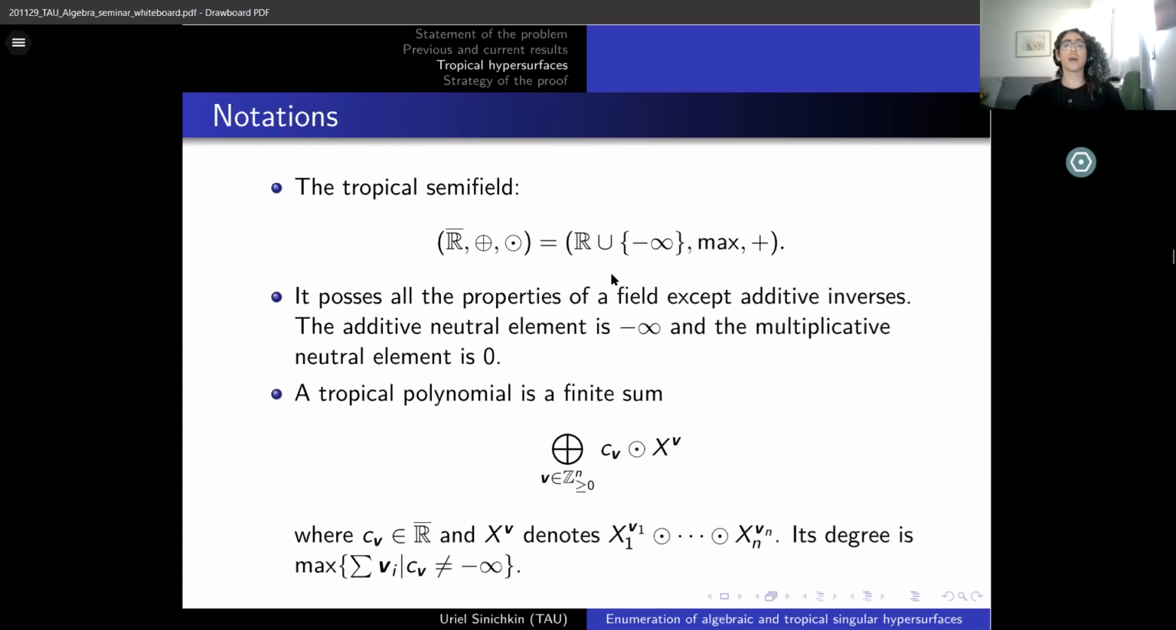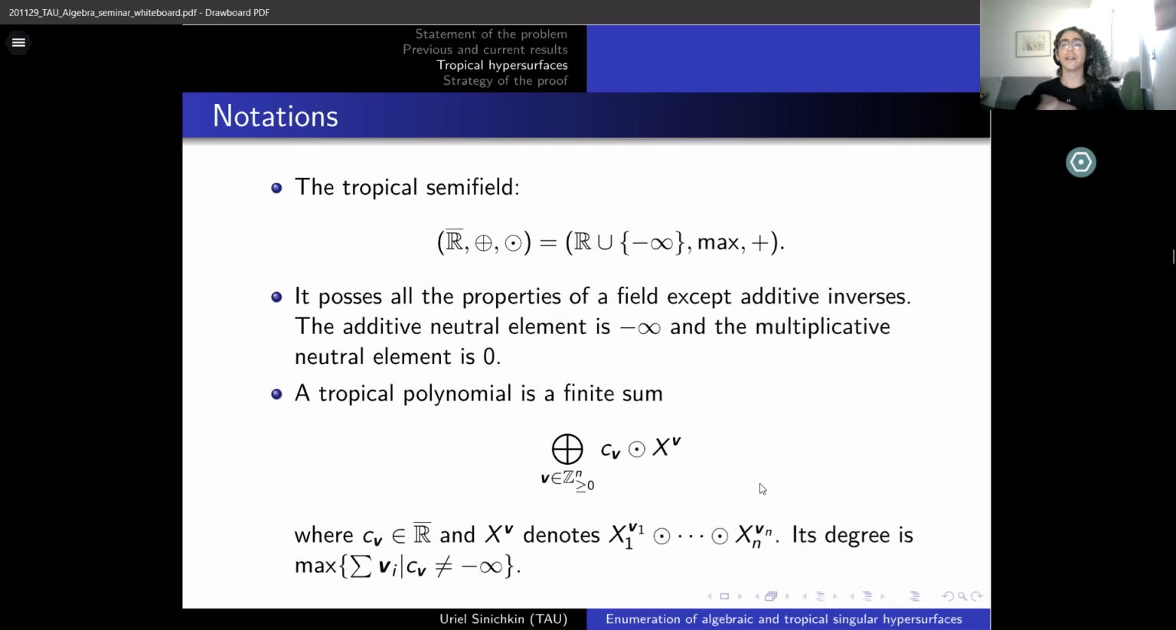So such an algebraic structure is called a semifield. The additive neutral element is minus infinity, because taking the maximum with minus infinity doesn't change anything. And the multiplicative neutral element is, of course, 0. And a tropical polynomial is just the same as the classical polynomial, but with coefficients in the tropical semifield.